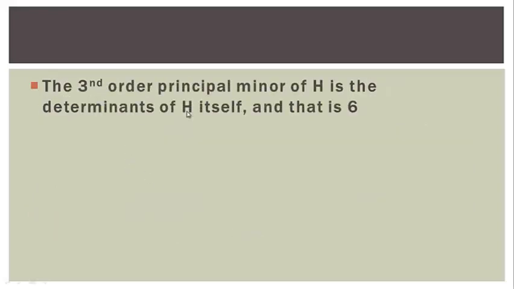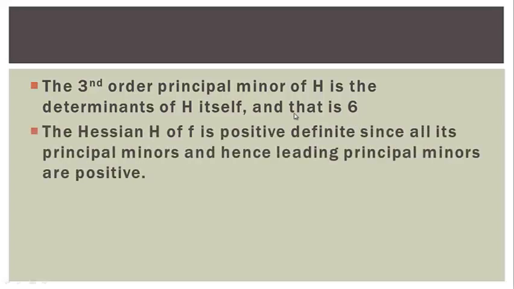Now, the third order principal minor of H is the determinant of H itself, and that will give us 6. So we have seen that the Hessian H of f is positive definite, since all its principal minors, and hence the leading principal minors, are positive. So the function f is convex.